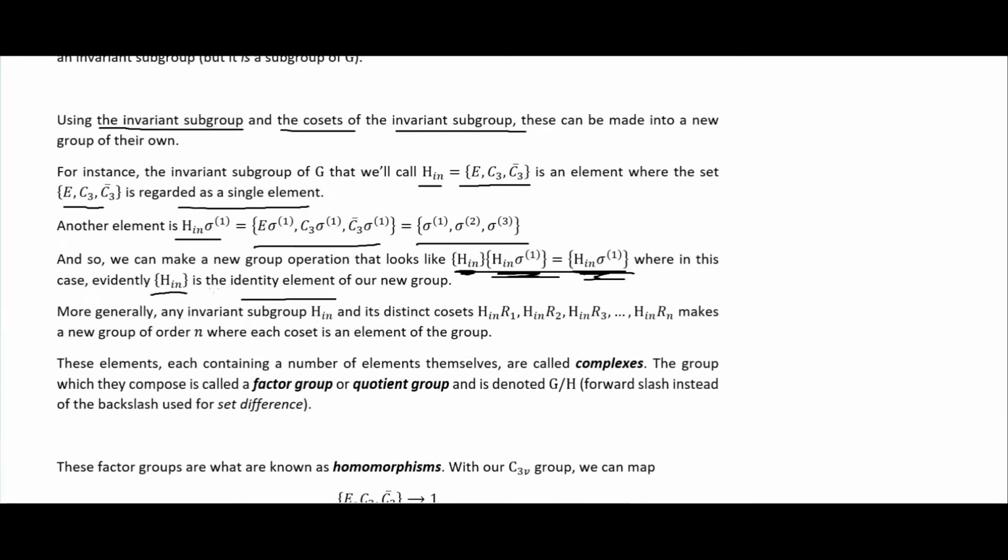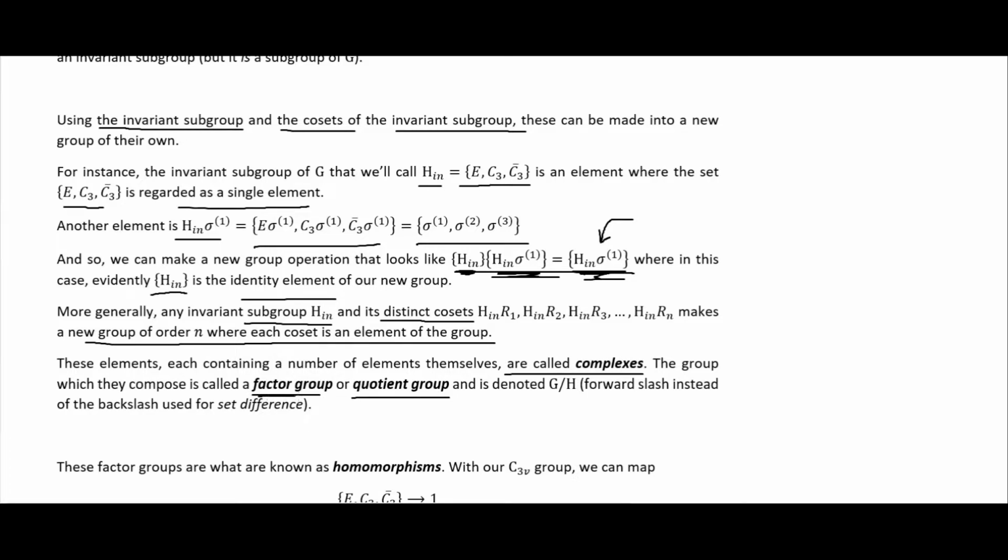And so more generally, any invariant subgroup H sub N with n distinct cosets makes a new group of order n, where each coset is an element of that group. So these elements, each containing a number of elements themselves, are called complexes. And so each one of these things, which are acting as elements of this higher level group, are called a complex. And the group which they compose is called a factor group or a quotient group.